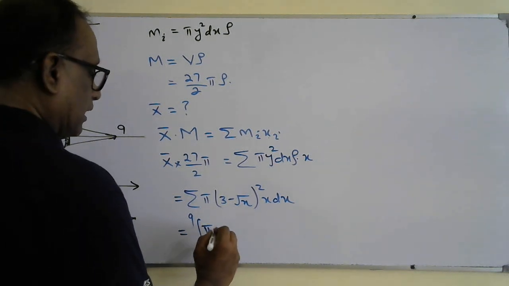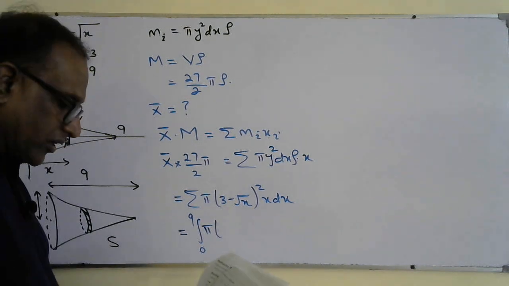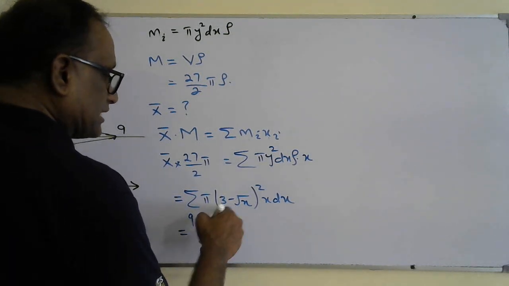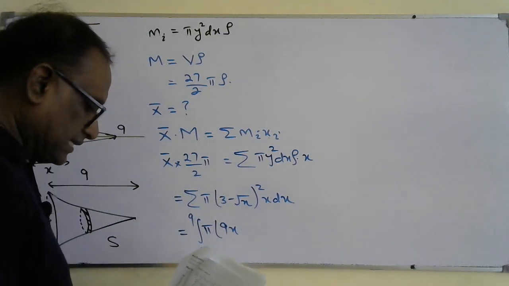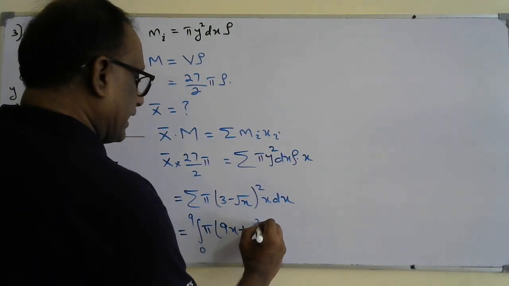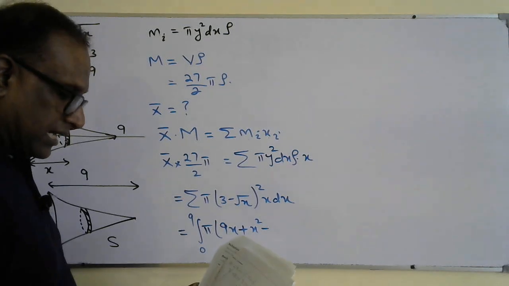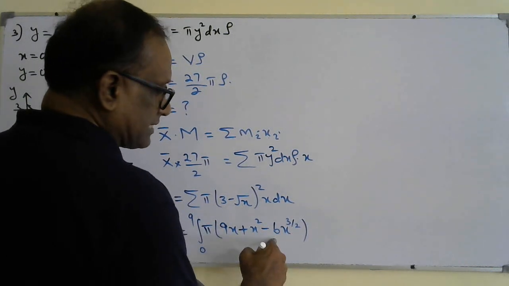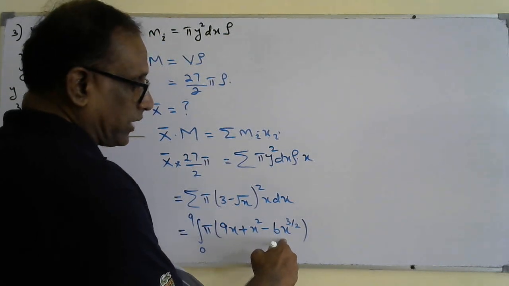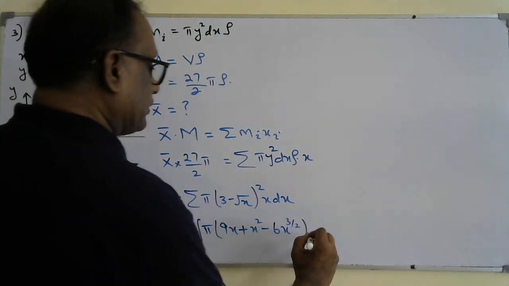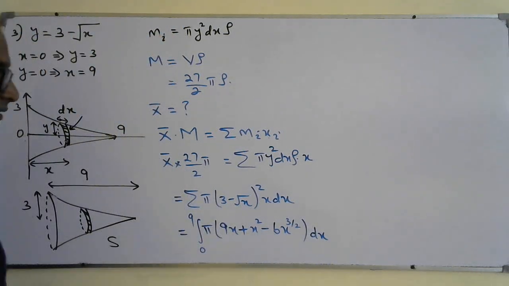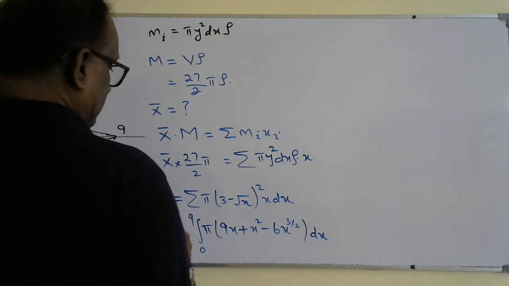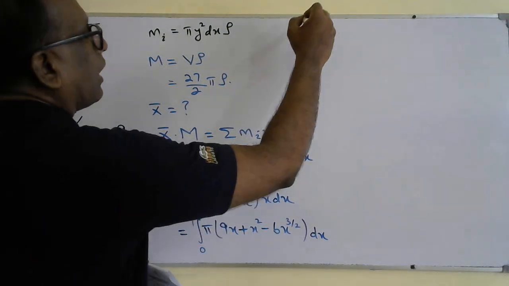Pi, again the same equation we got earlier, but now you have to multiply by x. So that's going to be 9x, since 3 squared is 9, into x, plus x squared minus 6 x to the power 3 by 2. Earlier we got 6 root x, now root x into x is x to the power 3 by 2, dx. Okay, solve it. It's a normal simple integration. When you solve, you will get, I'll write it here.